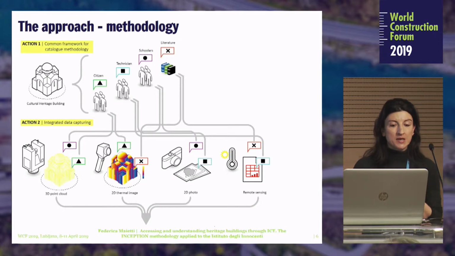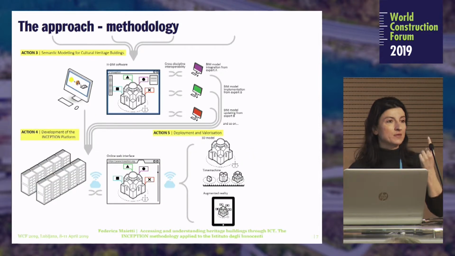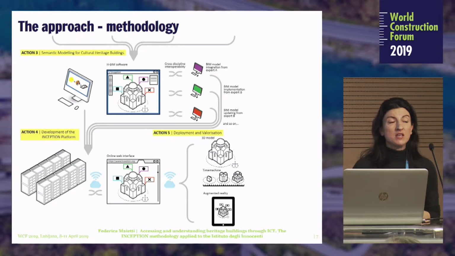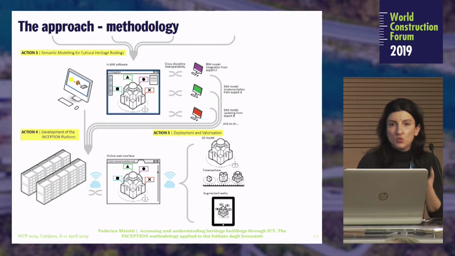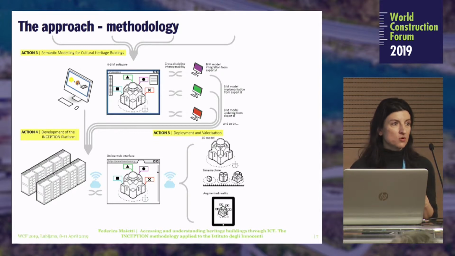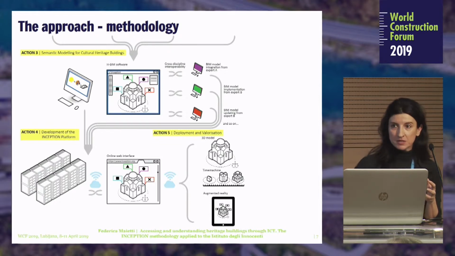You can see from the schematic picture the integrated data capturing, since we can't consider just one tool, one technology, one way to work on heritage. Each heritage is different. Each building needs a unique approach, as each heritage is unique. So very often we need to work with different technologies working together to approach the knowledge. The semantic modeling for cultural heritage started with two different approaches: how to work on 3D parametric modeling, so building information modeling in the heritage environment, which is really challenging and difficult to approach, and how to include semantics in this modeling.